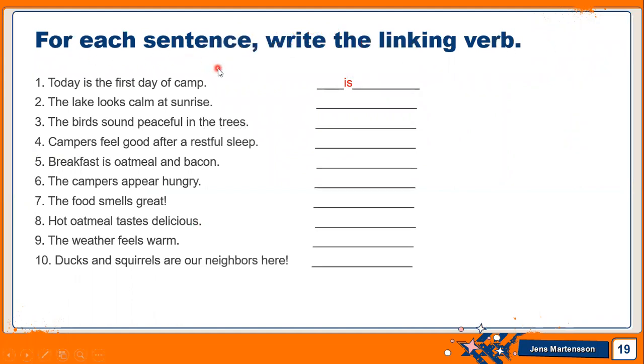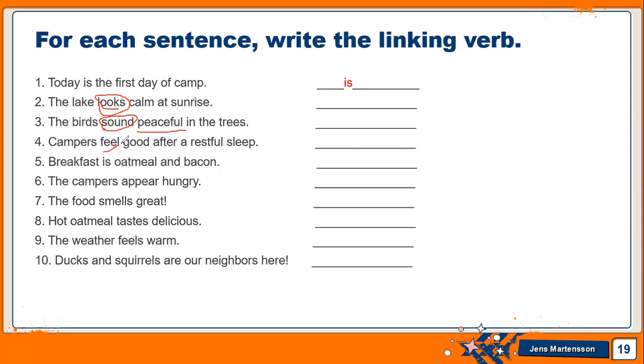For each sentence, you need to write the linking verb. In the first sentence, today is the first day of camp, is is the linking verb. The lake looks calm at sunrise. So looks is the linking verb. How does it look? It looks calm. Calm is the predicate adjective. The birds sound peaceful. Sound is the linking verb. It's linking between the birds, the subject, and the predicate. And we have in the predicate a description of the subject. So peaceful is a predicate adjective.